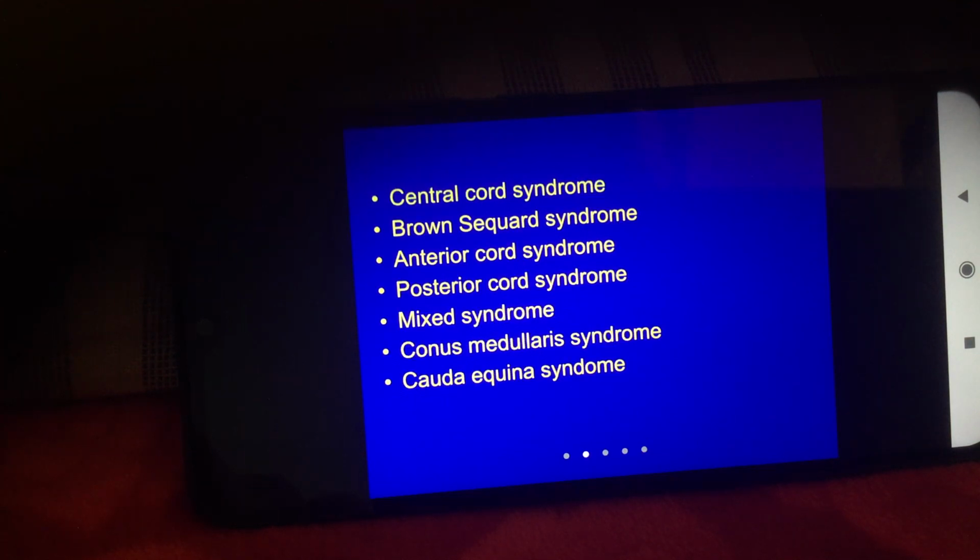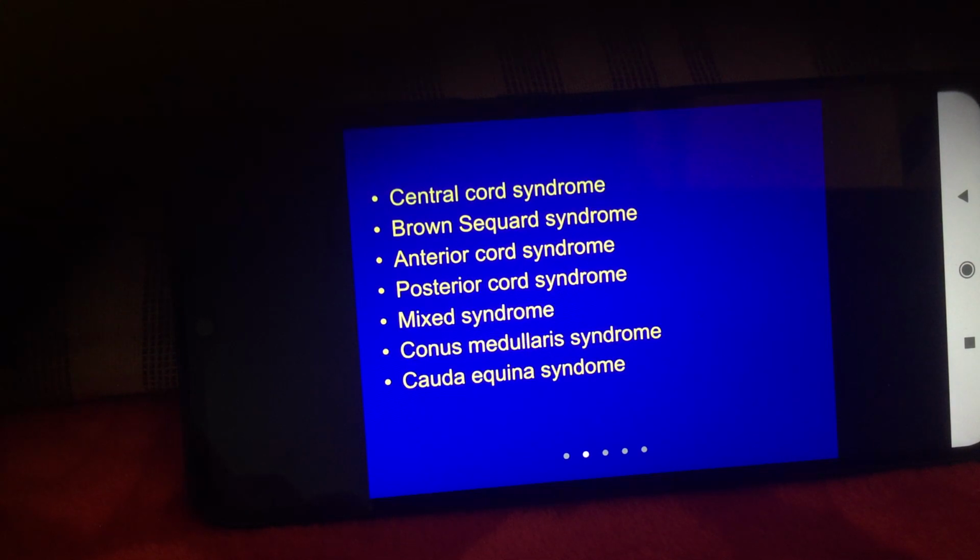And you should know about the central cord syndrome, Brown-Séquard syndrome, anterior cord syndrome, posterior cord syndrome, mixed syndrome, conus medullaris syndrome, cauda equina syndrome. These are the different types of clinical manifestations that you see at the different levels of cord injury.